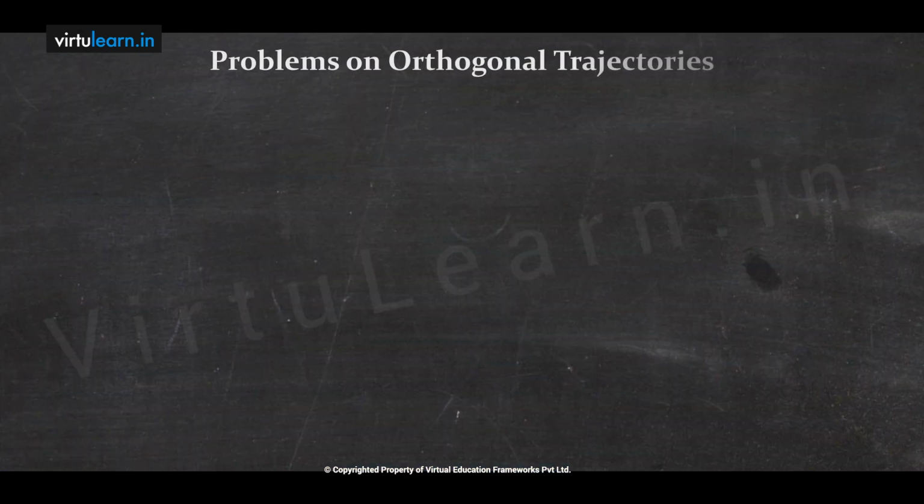Problems on orthogonal trajectories, for Cartesian forms and polar forms. I already discussed how to calculate the orthogonal trajectory of the given family of curves. The given curve contains f of x comma y comma c equal to 0, where c is the arbitrary constant. Then you have to eliminate c by differentiating with respect to x.